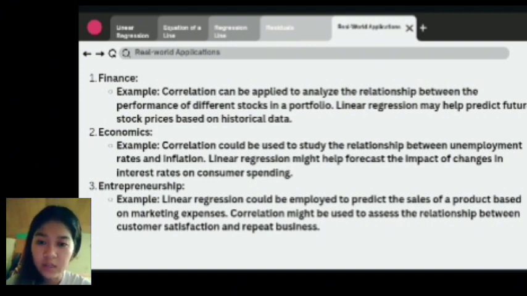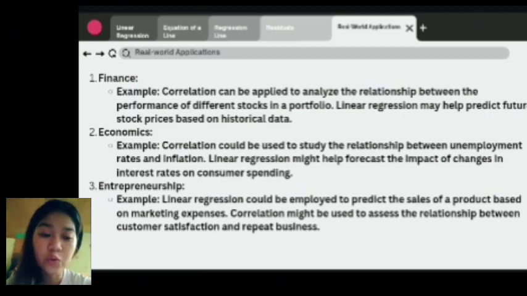And next, we have entrepreneurship. So let's consider an entrepreneurship example involving linear regression. Imagine you're starting a small e-commerce business and want to predict future sales based on advertising spending. First, you have the data collection, the linear regression model, training the model, prediction, and decision making.